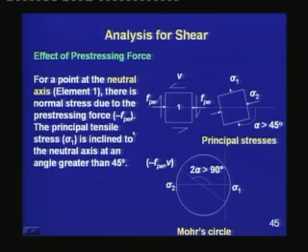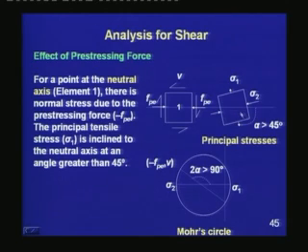This is the main difference with a reinforced concrete, that in a reinforced concrete at the neutral axis we did not have any normal stress, it was a case of pure shear stress. But for a prestressed concrete beam, we are not only having a shear stress at the neutral axis, but we are also having a compressive stress due to the prestressing force.